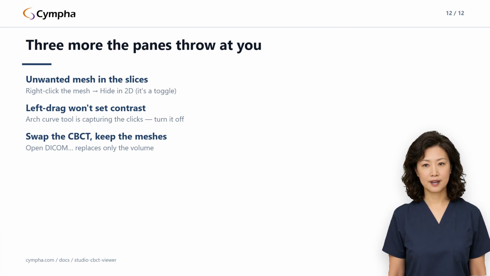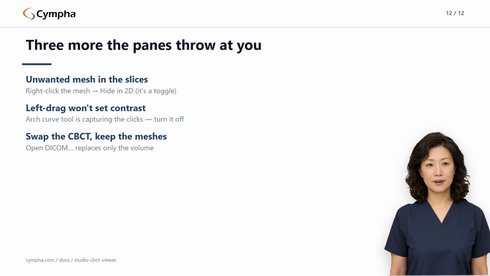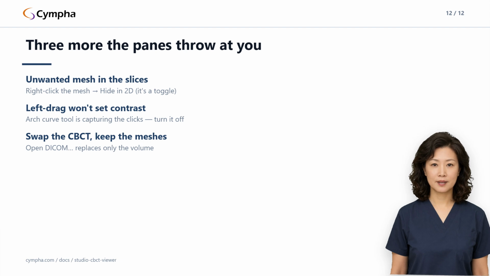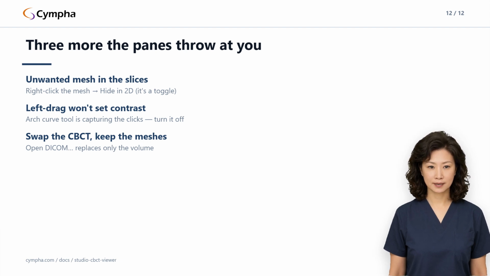Third, a question that comes up constantly. How do you load a different CBCT without losing the mesh registrations you've built up? Just use Open DICOM again. It replaces only the primary CT volume. Your meshes and any loaded case plans stay exactly where they are. If you genuinely want to start from nothing, that's a different command.